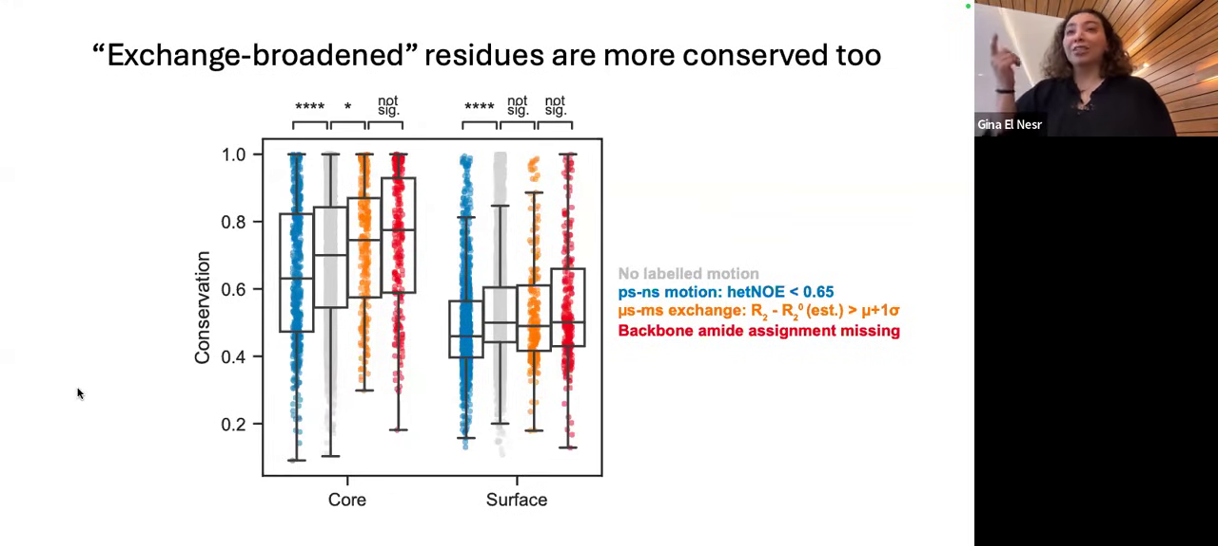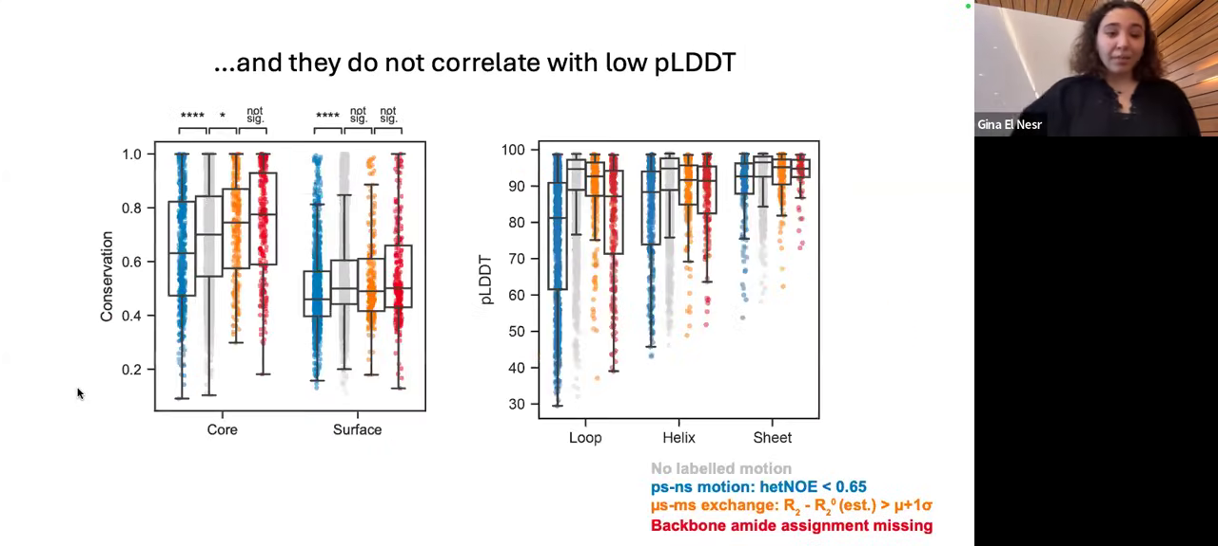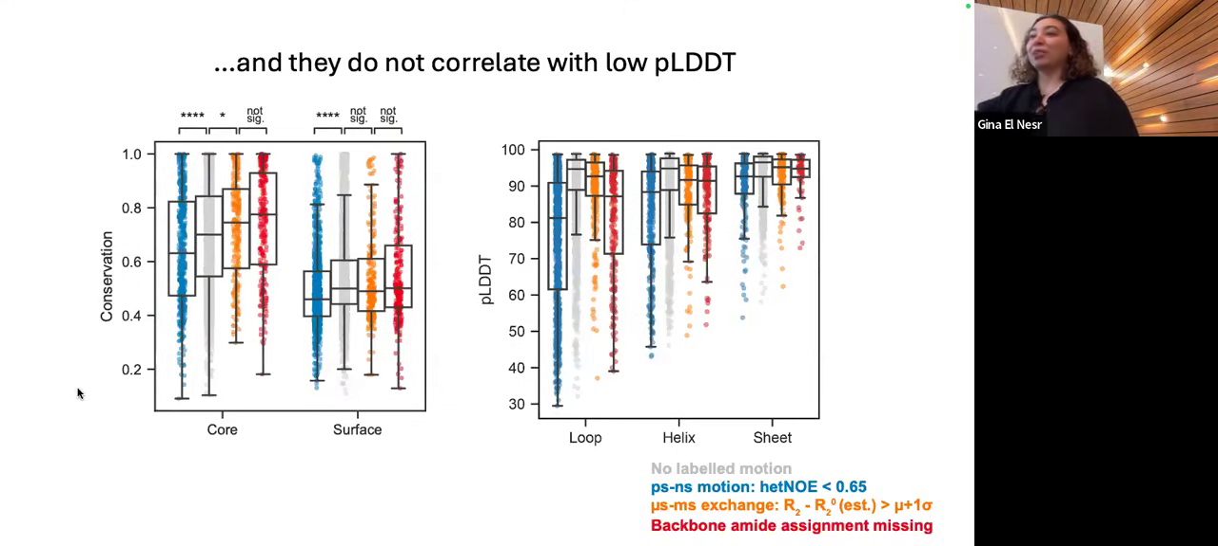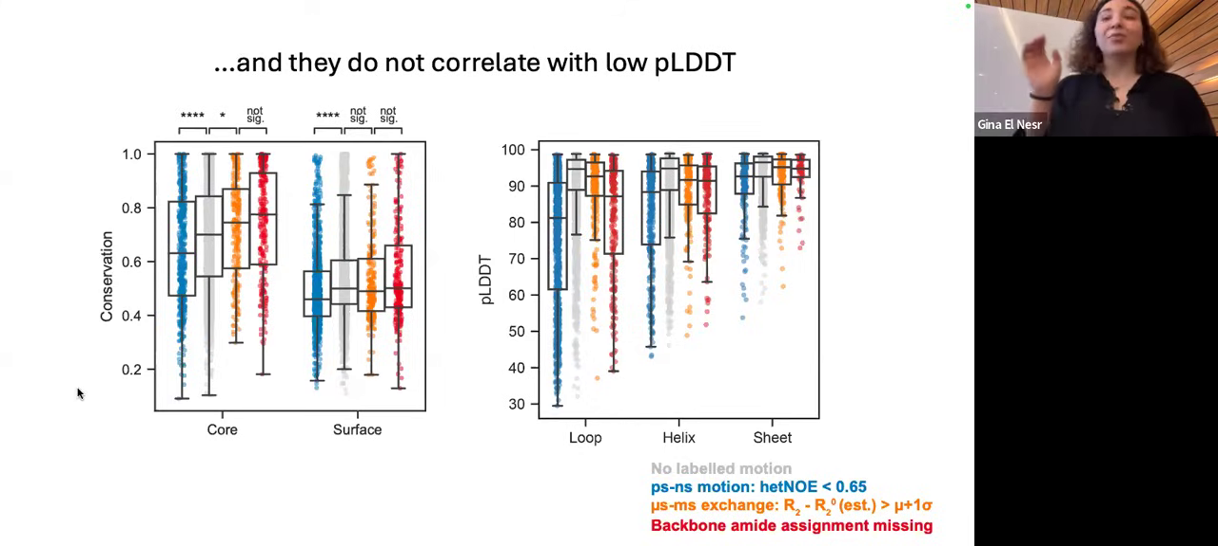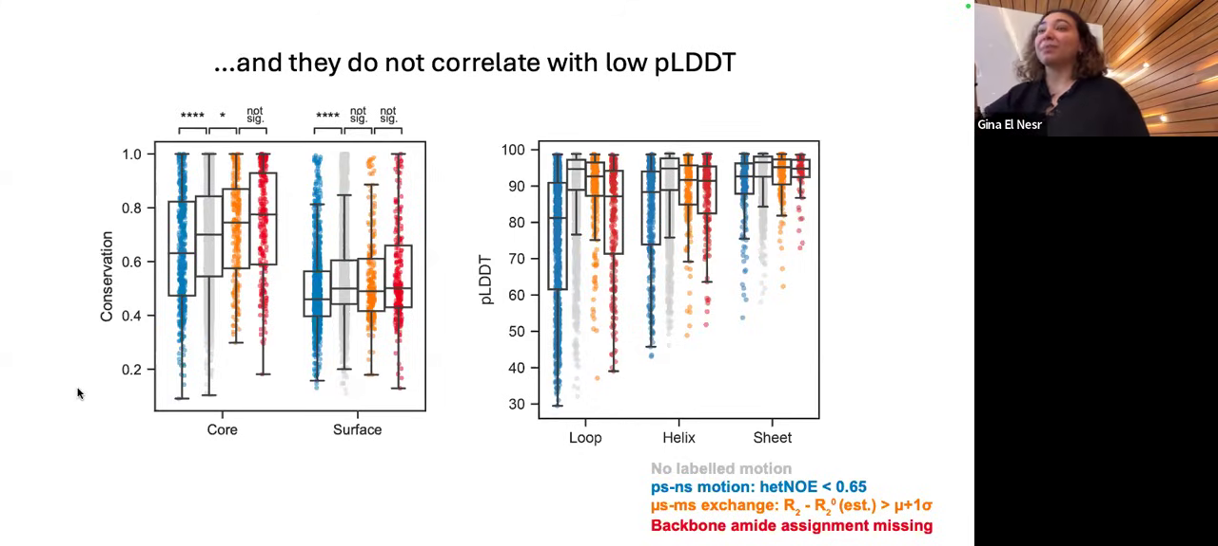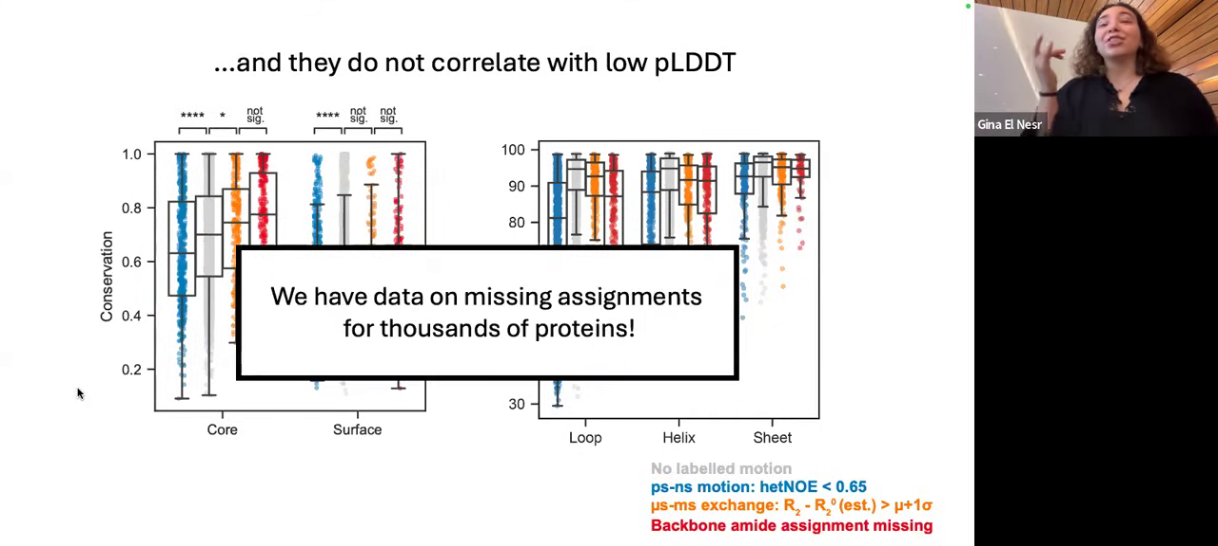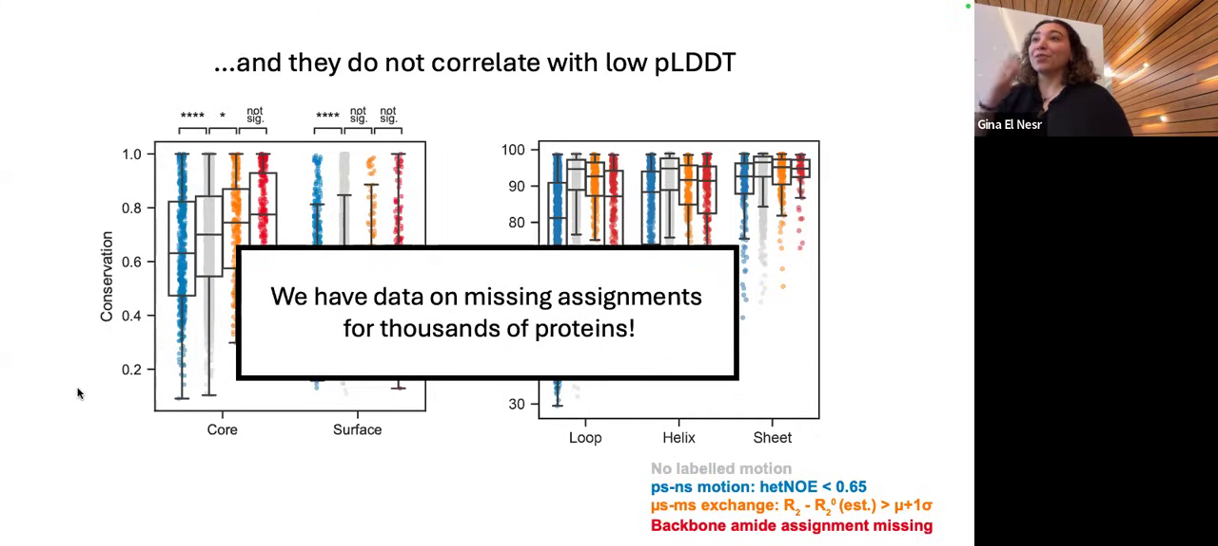And so we said, well, what else do we see about this? I was really curious whether pLDDT from an AlphaFold structure corresponded, but pLDDT actually corresponds with picosecond, nanosecond dynamics. And so here the missing assignments might be something interesting that we can get out of NMR and can actually use to train something down the road. We realized we actually have data on missing assignments for thousands of proteins.